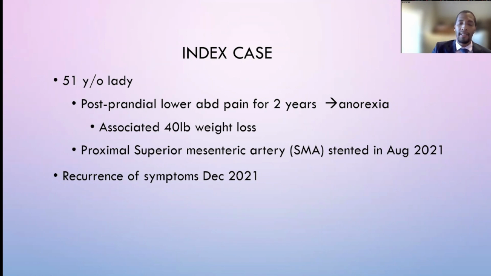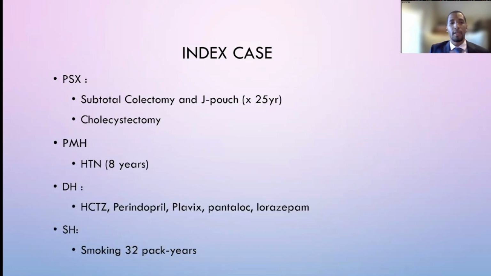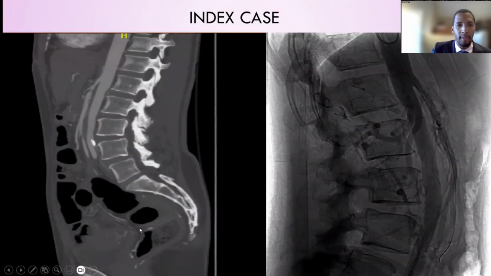At that initial time, she had a proximal SMA stented. This was in August 2021, and despite immediate improvement in her symptoms, they recurred in December of that same year. Now, she had a previous history of ulcerative colitis and had been cured with a subtotal colectomy 25 years prior. She was hypertensive but well controlled on medication, and she did have a smoking history.